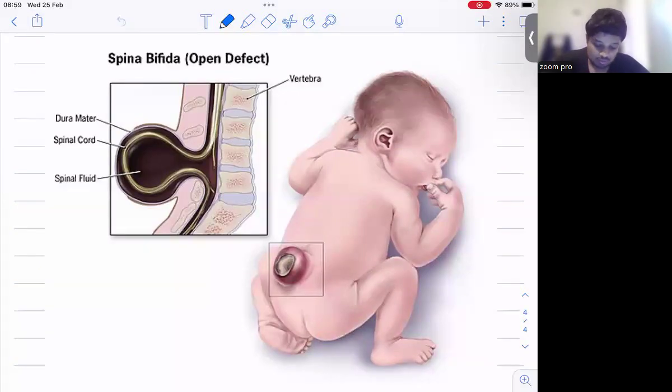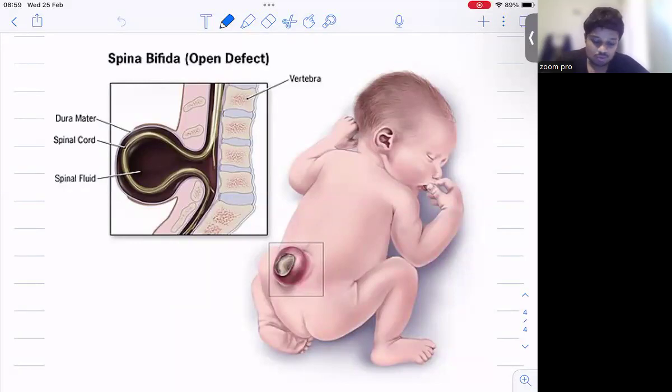Okay. Now, in which part of the vertebral column do you find this defect? It's very common at the lumbosacral region. It can be found anywhere along the vertebral column, but it's most common in the lumbosacral region. It can even be found in the lumbar, thoracic, or even cervical region, which is very rare. So I think you got a basic idea about meningomyelocele.